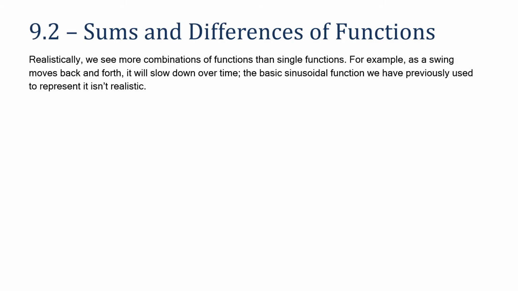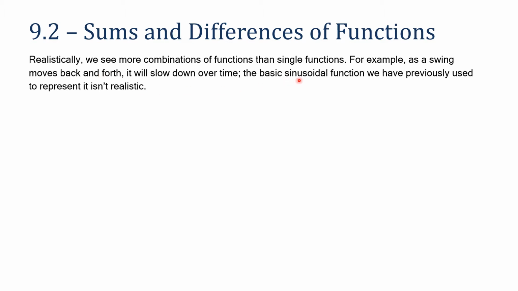Chapter 9 is combinations of functions, and today we're going to talk about sums and differences of functions. Realistically, we see more combinations of functions than we do single functions. For example, as a swing moves back and forth, it's going to slow down over time.